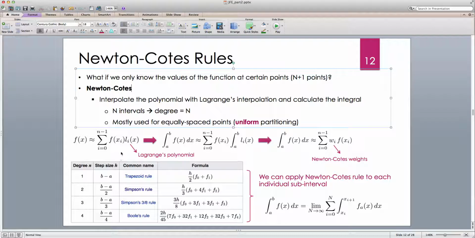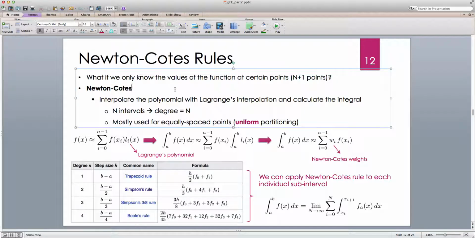So sometimes we only know the values of the function at some given points, which are normally uniformly distributed over an interval, okay? This means that we don't have the expression of the function, but we have the values of the function at some equally spaced points. Now, when does this happen?